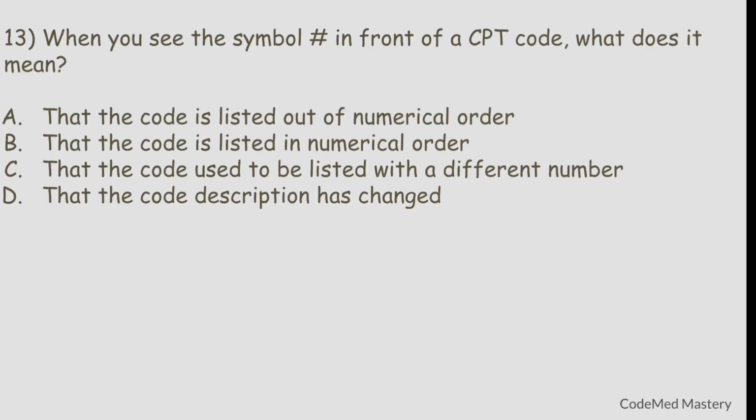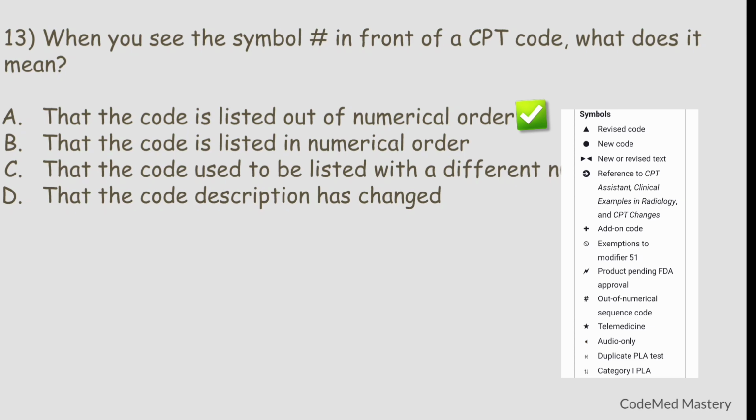Next question. When you see the symbol hash in front of a CPT code, what does it mean? Read the options. The right answer is option A. The code is listed out of numerical order. In your CPT manual, in the first cover page, they have given symbols and their meaning. In that, the symbol hash is out of numerical sequence.